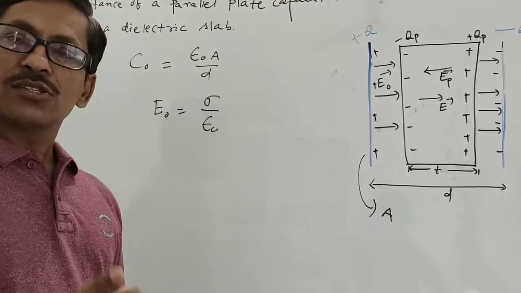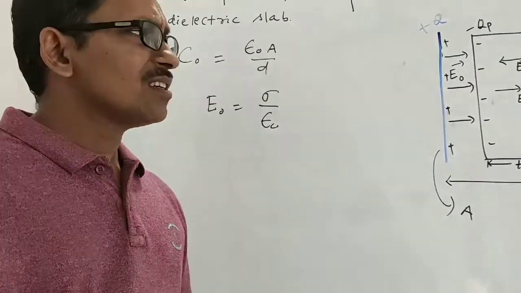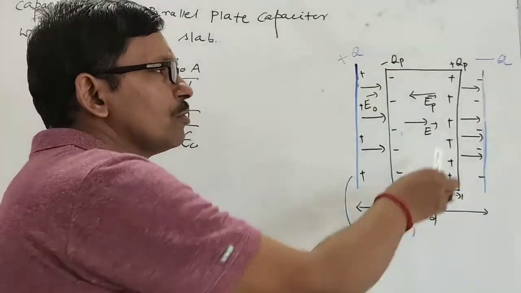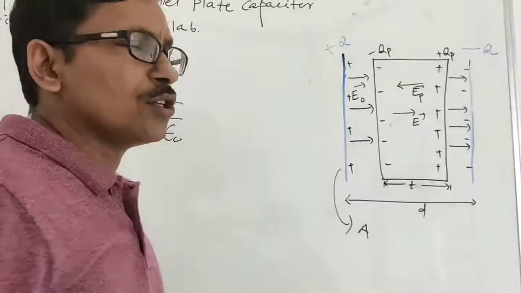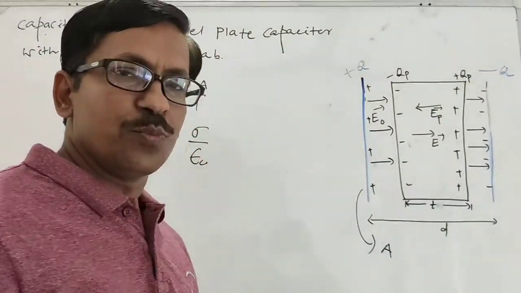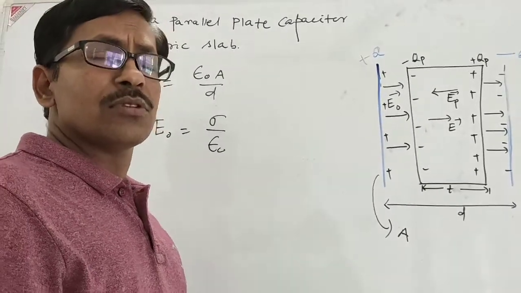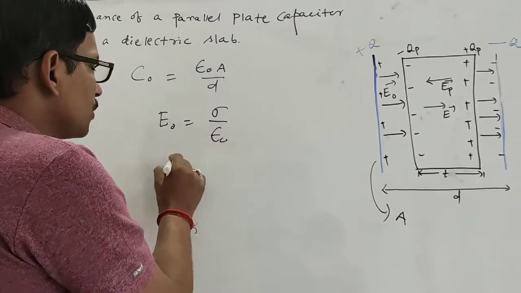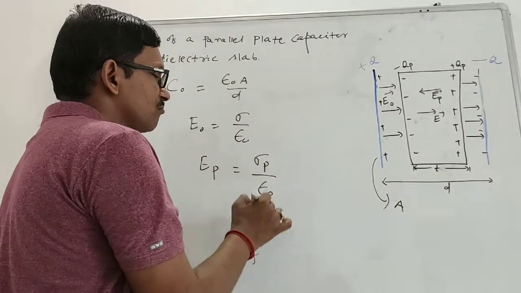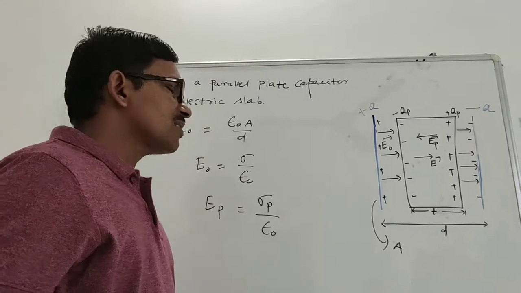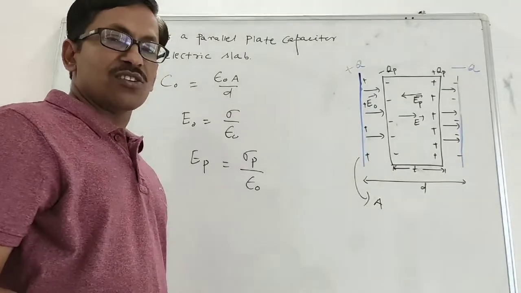As the electric field is there, the dielectric will be polarized. As the dielectric is polarized, then what happens? Some induced charges will be there. Near the positive plate, induced charge will be minus QP, and here the induced charge is plus QP. So an electric field is induced there, the electric field due to the polarization. Suppose that is EP, that is equal to sigma P by epsilon naught. What is sigma P? Sigma P is the charge density due to the polarization. So EP is equal to sigma P by epsilon naught.